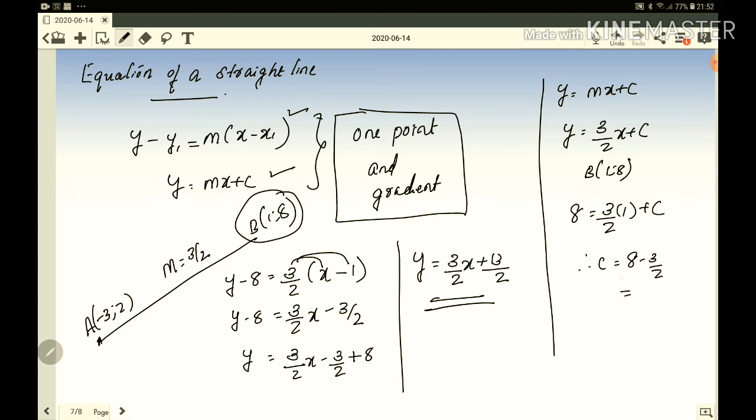So when you simplify this one, it will give you 13 by 2. So the final equation becomes y is equal to, because the c was missing here, that we got it, 3 by 2 x plus 13 by 2. See, we got the same value. So you can choose either this equation or this equation, right? That is the equation of a straight line. That is very, very important.